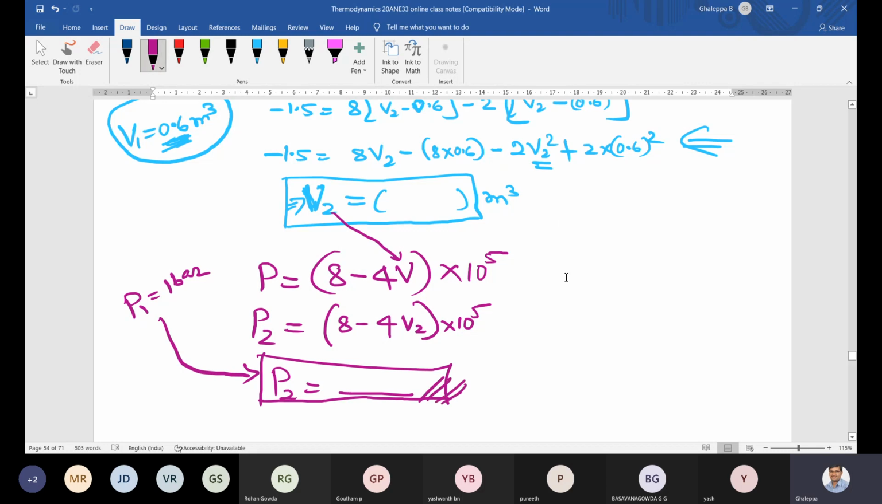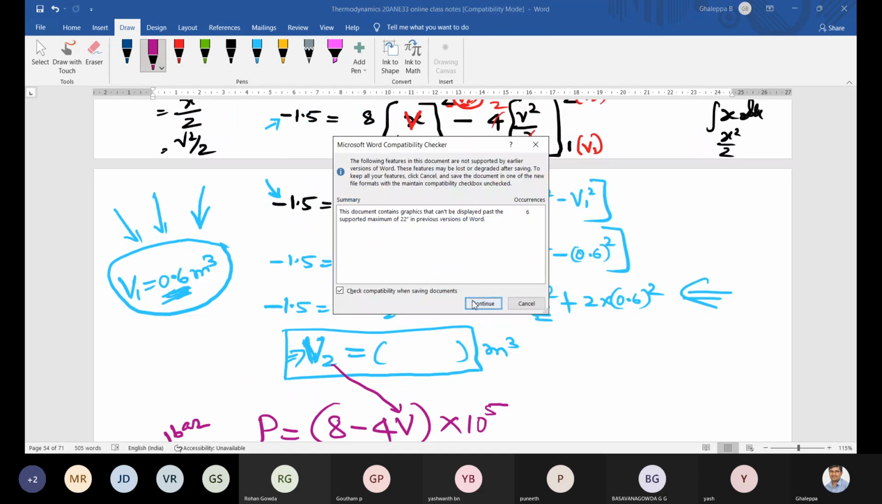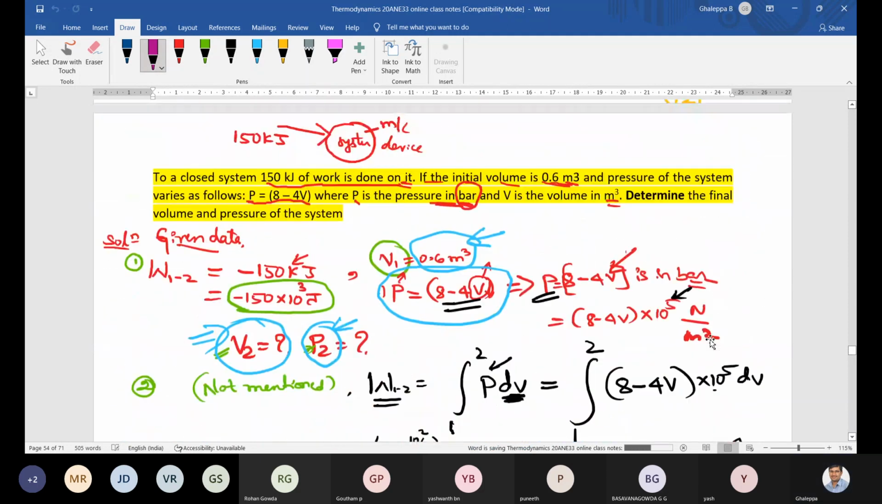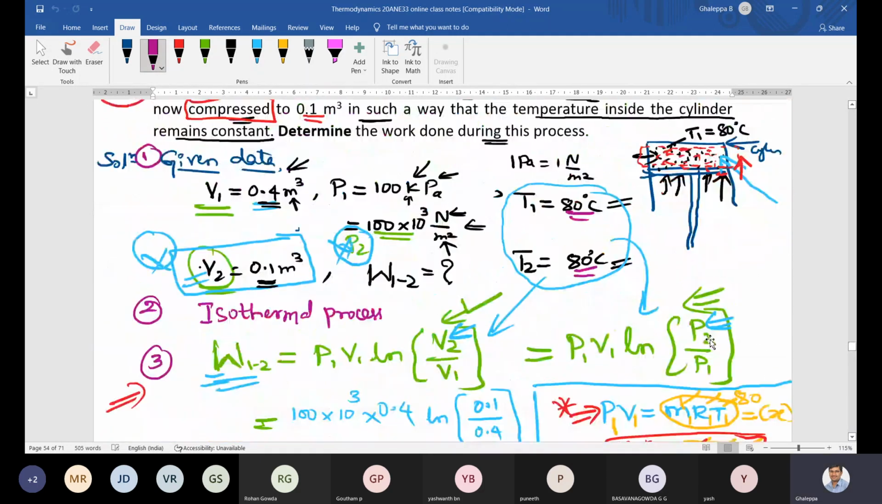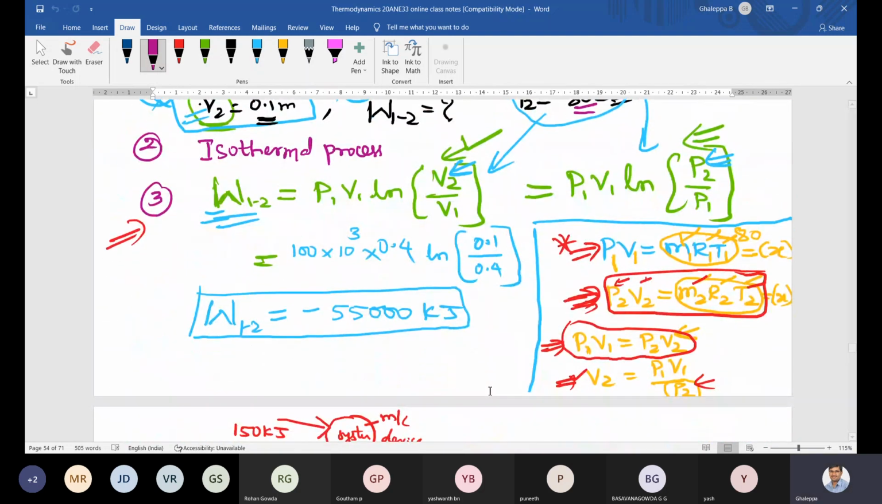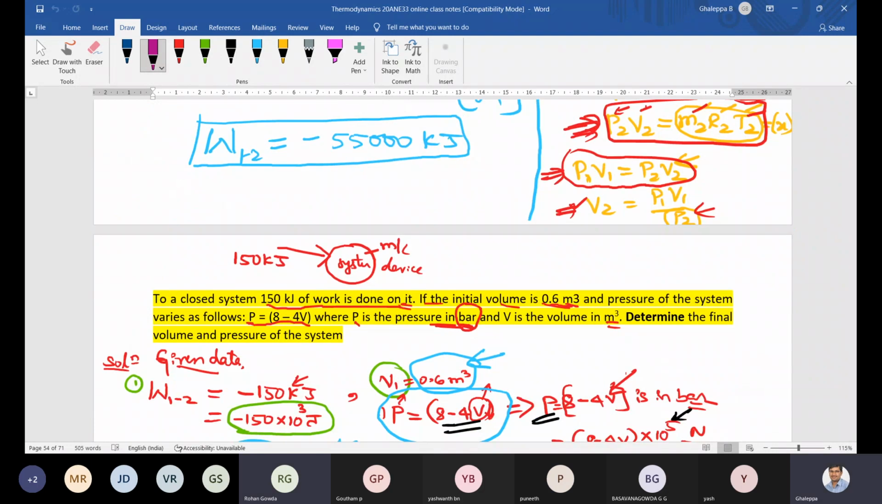Any doubts? Maybe some students have practiced in the class. Okay, in the madam class. Any doubts for these two numericals? No, sir. Any doubts? Aeronautical students? Are you there? Yes. Okay. Fine.